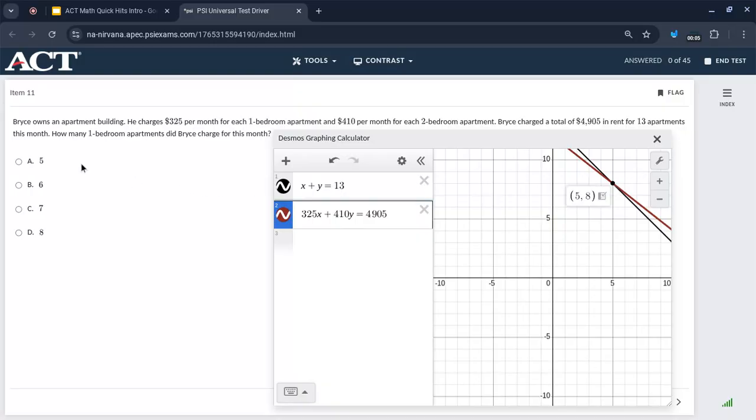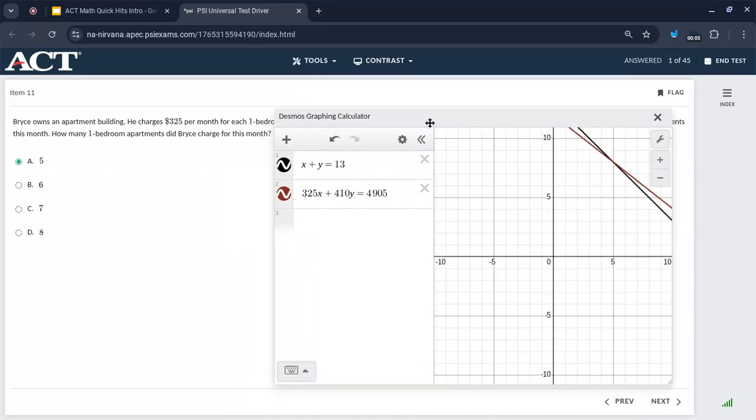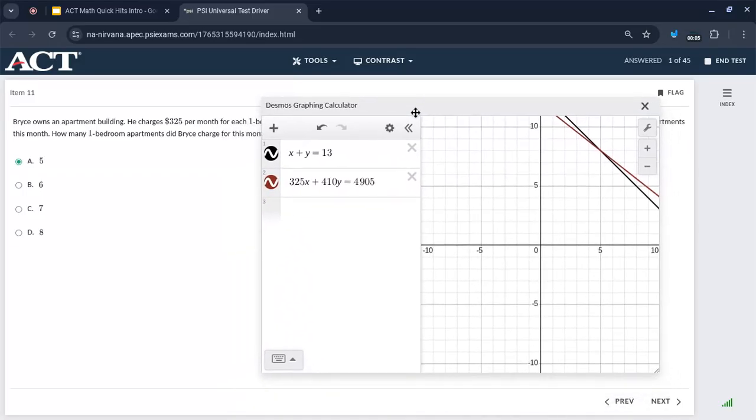And we go over to the answer choices. Oh, there's a 5. There's an 8, right? So they're both there. Remember what they wanted. They wanted how many one-bedroom apartments, and we made one-bedroom apartments be our X variable. So if this ordered pair has an X value of 5, there would be our correct answer. So, right, you see how Desmos helped tremendously with this problem, again, after we got the setup.